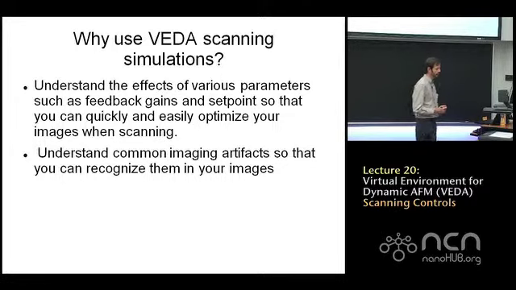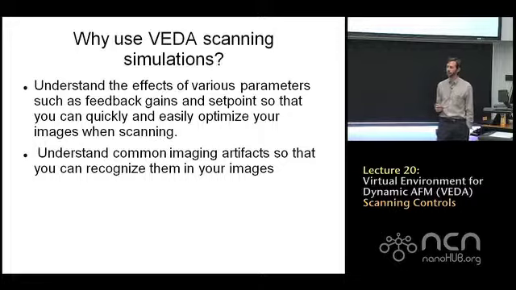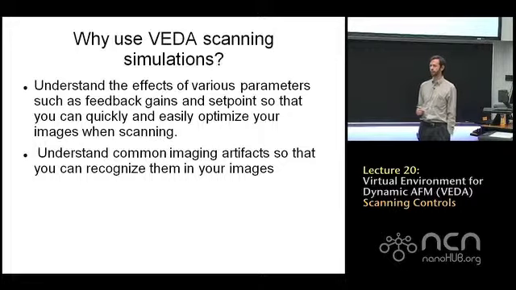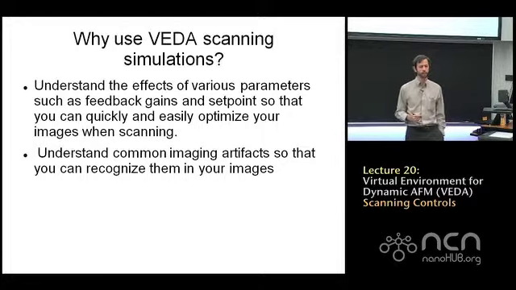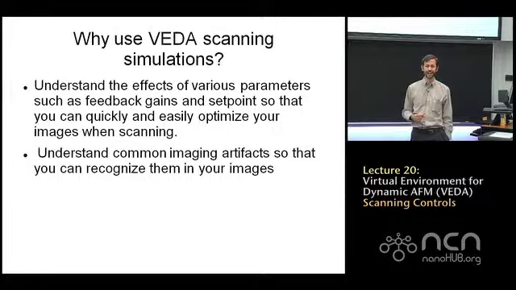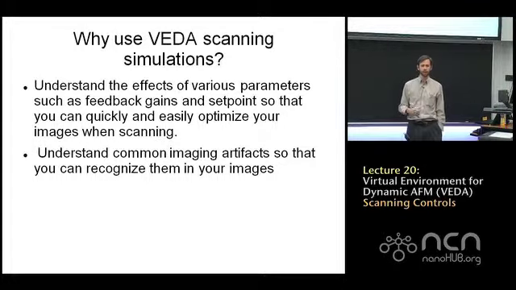And second, there are many common imaging artifacts that people have recognized over the years. They get an image and it looks like something, but in reality it's actually an artifact of the controller or an artifact of the dynamics. So if you understand the causes of these common artifacts, then when you're scanning, you can recognize these artifacts in your images, and you can take appropriate steps to correct for them. You don't go to your advisor and say, look what I found, and it's actually not real.